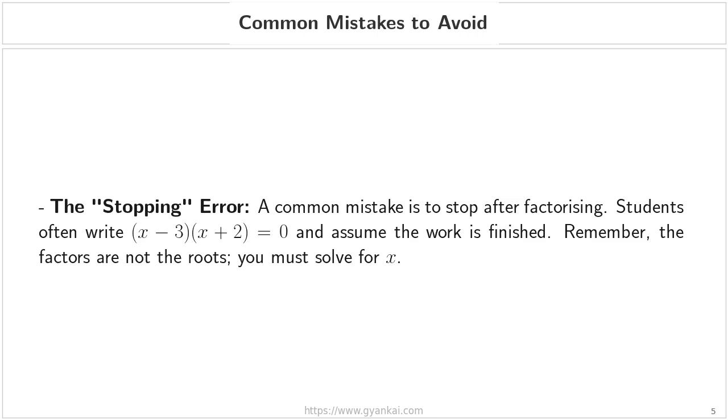First, let's talk about what I call the stopping error. This is perhaps the most frequent mistake I see. After you have done the hard work of factorizing a quadratic, you might find yourself looking at something like x minus 3, all in brackets, times x plus 2, all in brackets, equals 0, and thinking, great, I'm done. But remember, the goal isn't just to factorize, the goal is to find the roots. The factors themselves are not the answers. You must take that final extra step to actually solve for x.